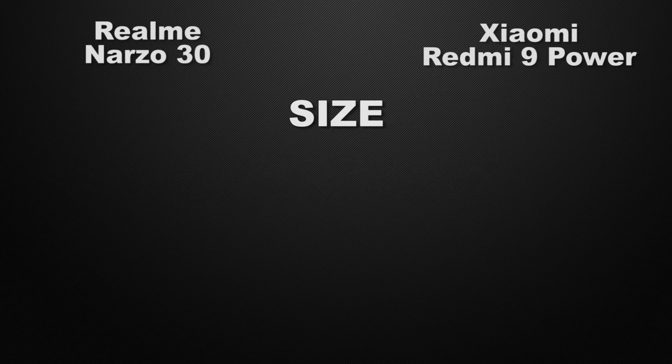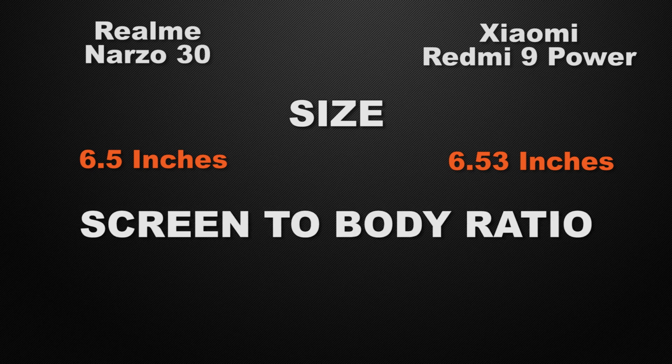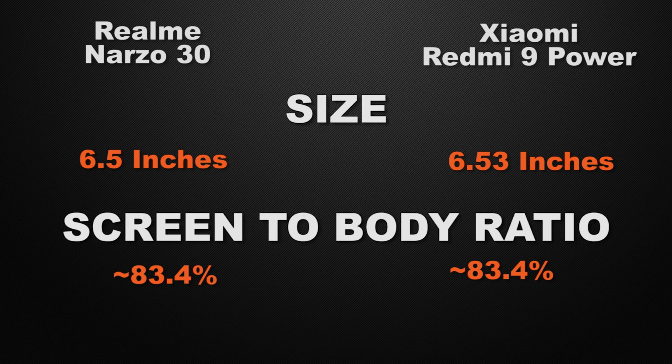Moving to the display features of the devices, let's start with the display size of the devices. Narzo 30 has a 6.5 inch display, whereas 9 Power has a 6.53 inch display. So it's a tie here because both of the devices have the same screen size. And about the screen to body ratio of the devices, Narzo 30 has approximately 83.4%, whereas 9 Power also has 83.4%. So it's a tie here because both of the devices have approximately the same ratio.